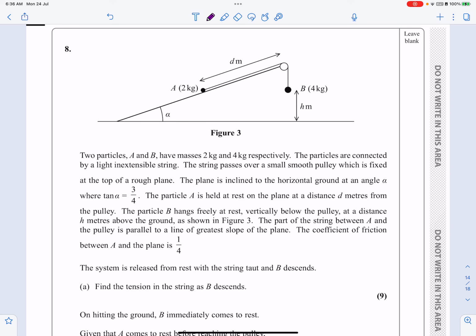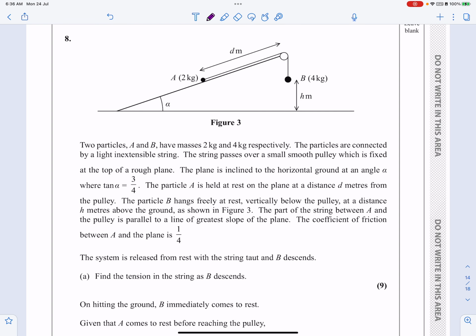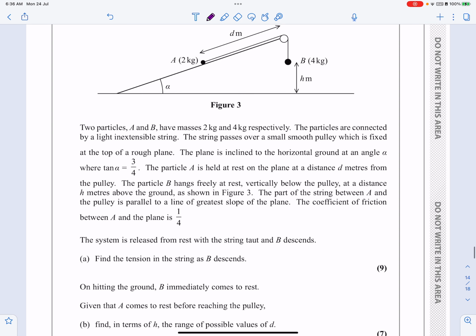Okay, this is the M1 paper for January 2021. It's question number 8. And as you can see, if we just scroll down and look at this question, it is a connected particles question, but it also involves an inclined plane. There's already hints to tell me that suvat is going to be involved in this.